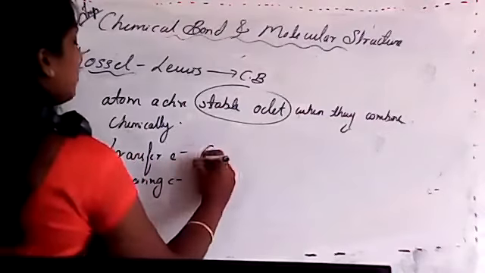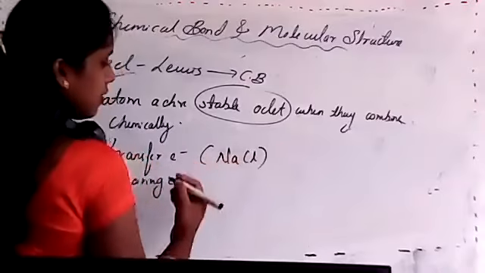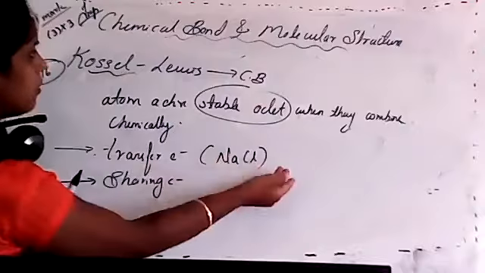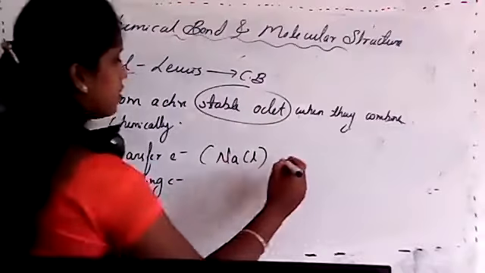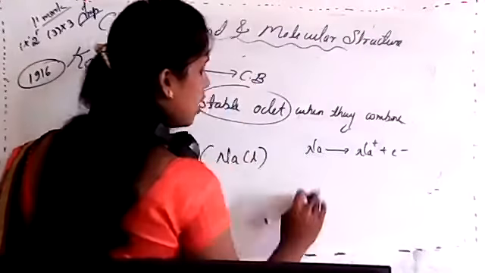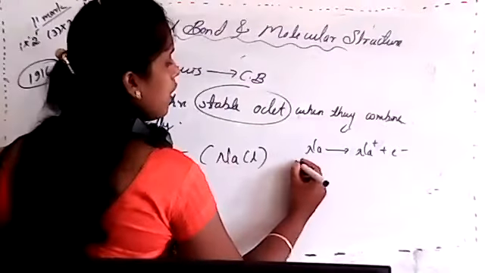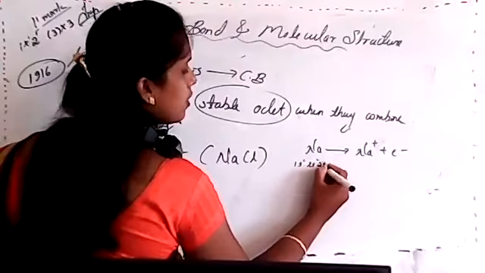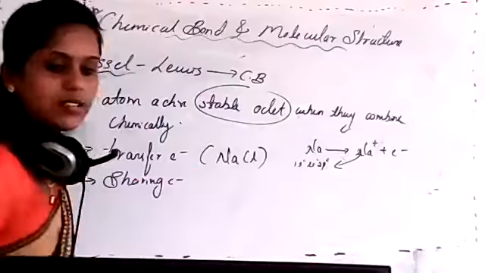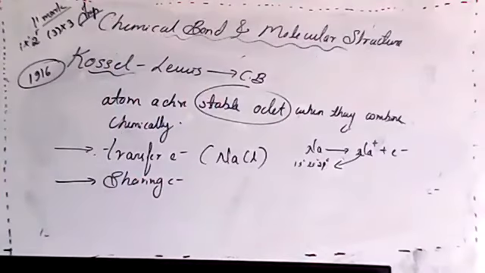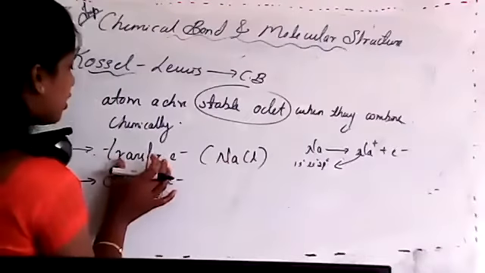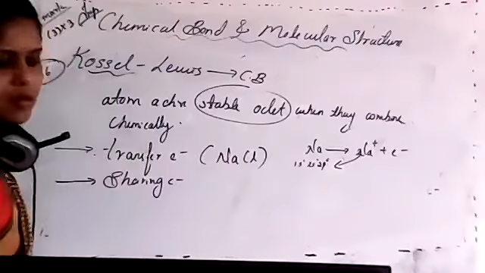If I consider the example NaCl, one electron was transferred from sodium to Cl. Sodium initially converts into Na+ plus an electron. Find its electronic configuration: 1s2, 2s2, 2p6 and 3s1. When it loses one electron, it forms the octet state. MgCl, calcium chloride, potassium chloride are examples of bonds formed by the transfer of electron.